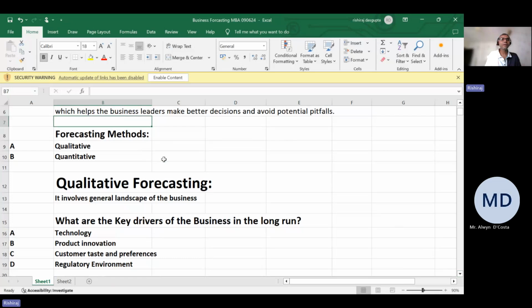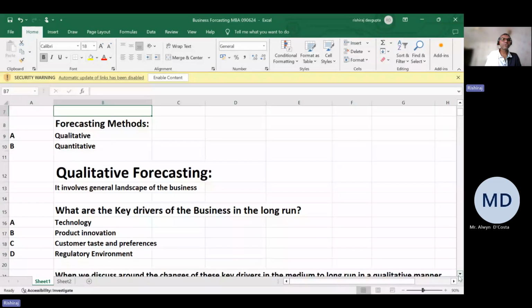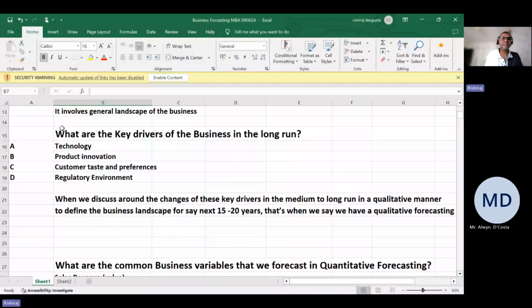Yes. So we have already touched upon qualitative and quantitative forecasting. What are the key drivers in the business in the long run? Technology today is the biggest influence on the business landscape, influencing everything from a very small business like a small restaurant to a very large business like a power plant or airlines. Then product and service innovation, customer taste and preference, which is changing and shifting very rapidly, and the regulatory environment. These four are the key drivers in the business.